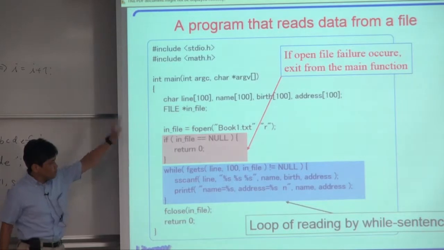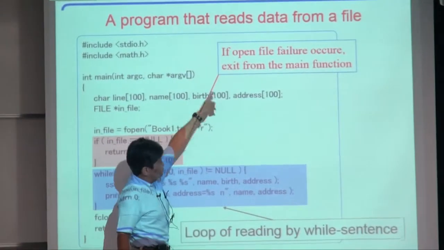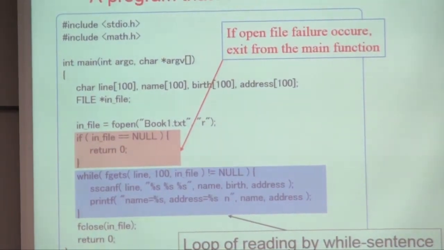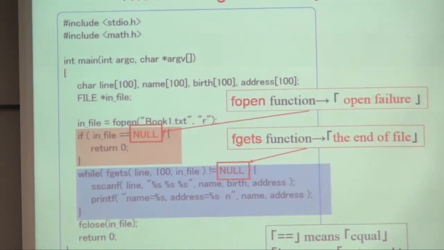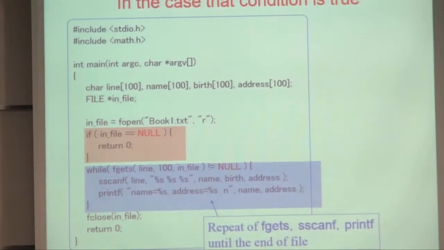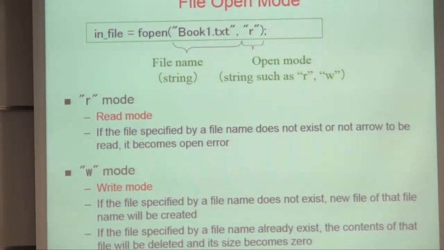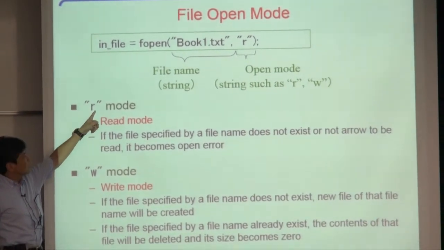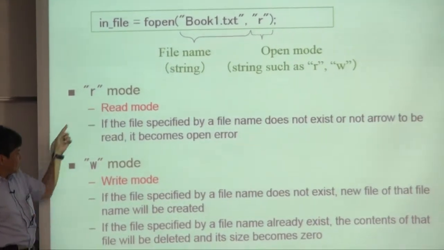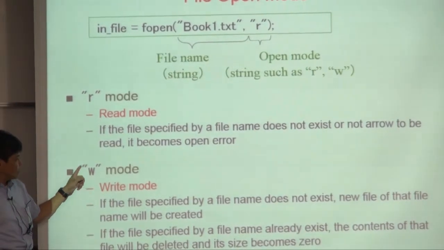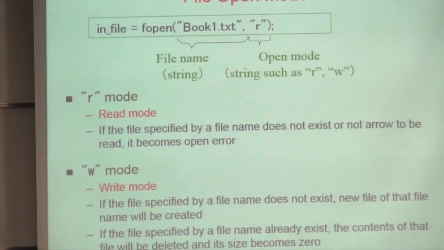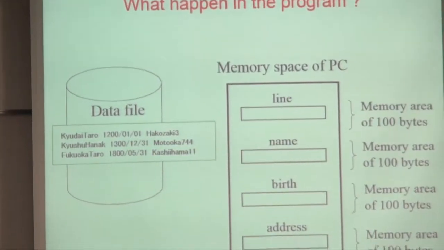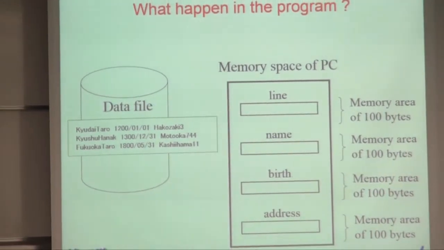So this is the same program, and only this sheet shows the explanation in detail. Okay. This also explains, okay, so I also explained the reading and writing mode. If you specify R, it becomes read mode. If you specify W, it is write mode. Okay. So open the file, read one line. Okay. So this is the actual behavior of the program.